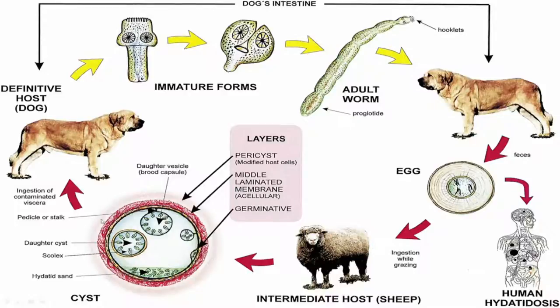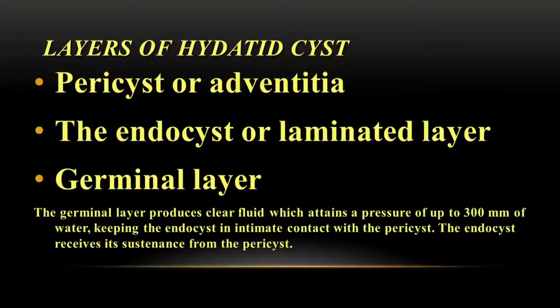This is the pericyst. This is the middle laminated membrane, and this is the germinal layer. And there will be a lot of daughter cysts. Unless it is infected, generally the germinal layers are free, and it can be easily taken out. The layers of the hydatid cyst are the pericystic or adventitia, the endocyst or laminated layer, and then the germinal layer. The germinal layer produces clear fluid which attains a pressure up to 300 millimeters of water, keeping the endocyst in intimate contact with the pericyst. And the endocyst always receives its substances from the pericyst.